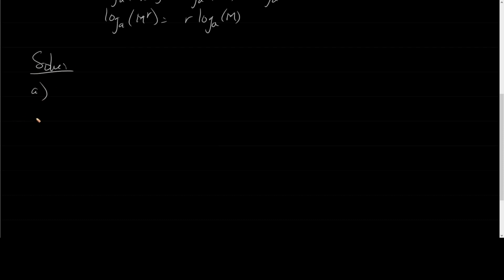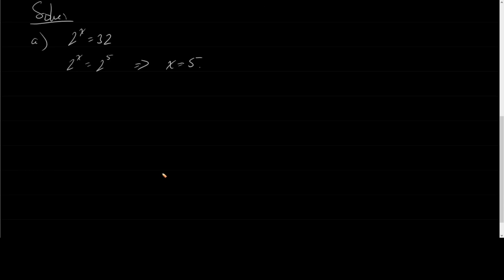So solve. And here we've got, well, something like 2 to the x is equal to 32. We already know how to solve this, right? In here, what we need to do is write 32 as a power of 2. In other words, we can have 2 to the x is equal to 2 to the 5th, meaning that x is equal to 5. All right? That one wasn't bad at all.